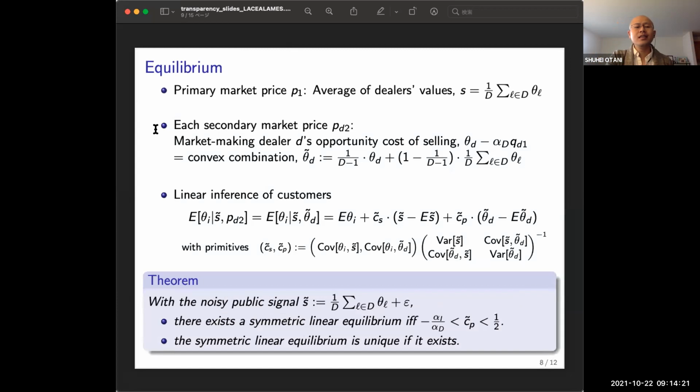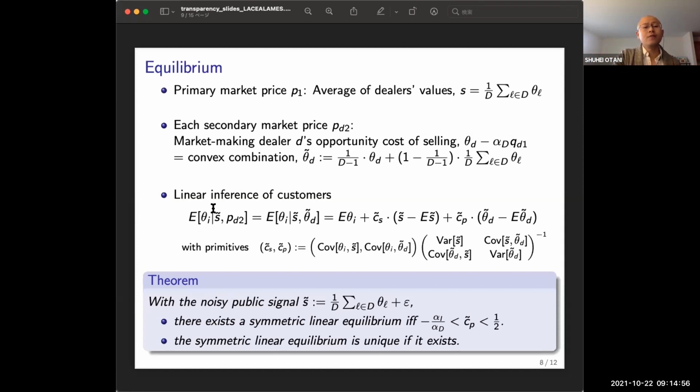In contrast, each secondary market price conveys information about the market-making dealer's opportunity cost of selling, the market-making dealer's private valuation net of inventory cost pre-trade in the secondary market. And it turns out to be informationally equivalent to the convex combination between the market-making dealer's private information and the average dealer private information. The weights are endogenously determined at equilibrium and turn out to be characterized by the primitive number of dealers.